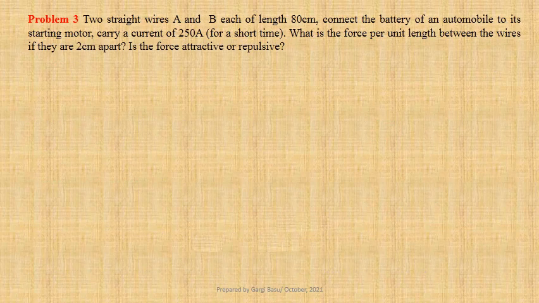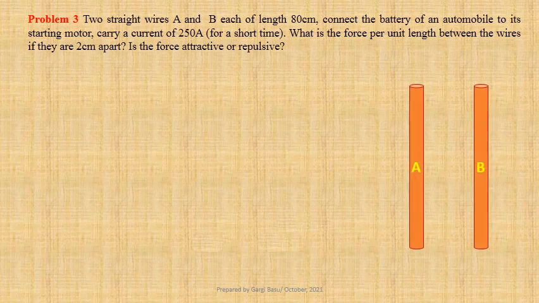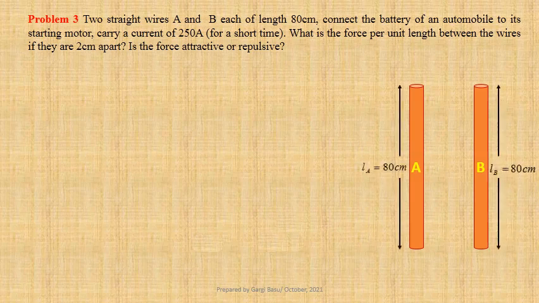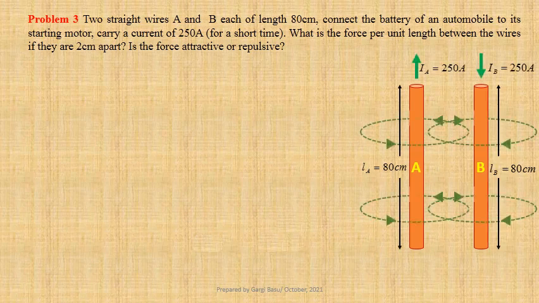Two straight wires A and B, each of length 80 centimeters, connect the battery of an automobile to its starting motor. They carry a current of 250 ampere for a short time. We have to calculate the force per unit length between the wires if they are 2 centimeters apart. We also have to determine the nature of the force. Let us first write down the given data.